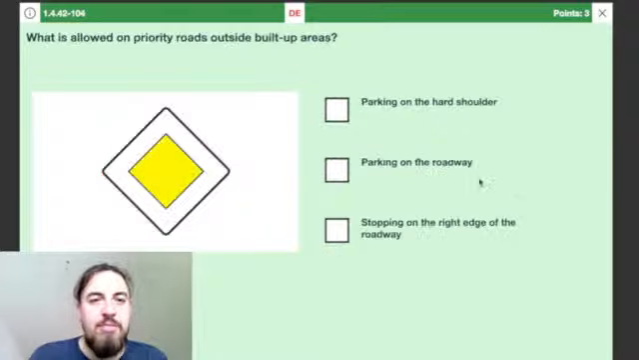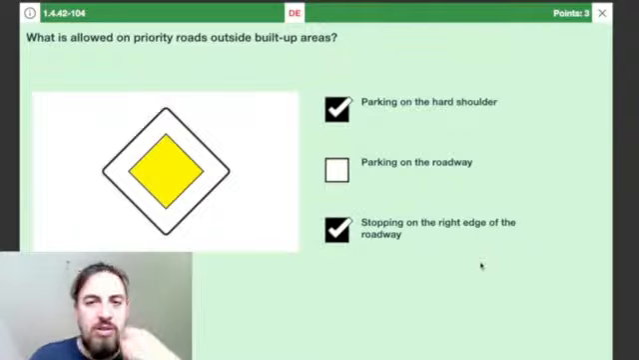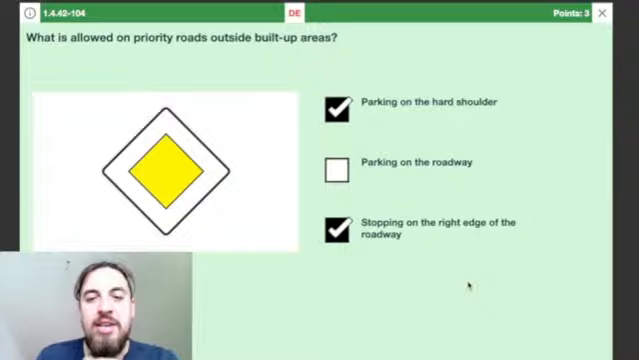What is allowed on priority roads outside built-up areas? Parking on the hard shoulder, parking on the roadway, stopping on the right edge of the roadway. So parking on the hard shoulder and stopping on the right edge of the roadway. I'm not that sure. Stopping, yes. No, these two actually are allowed.